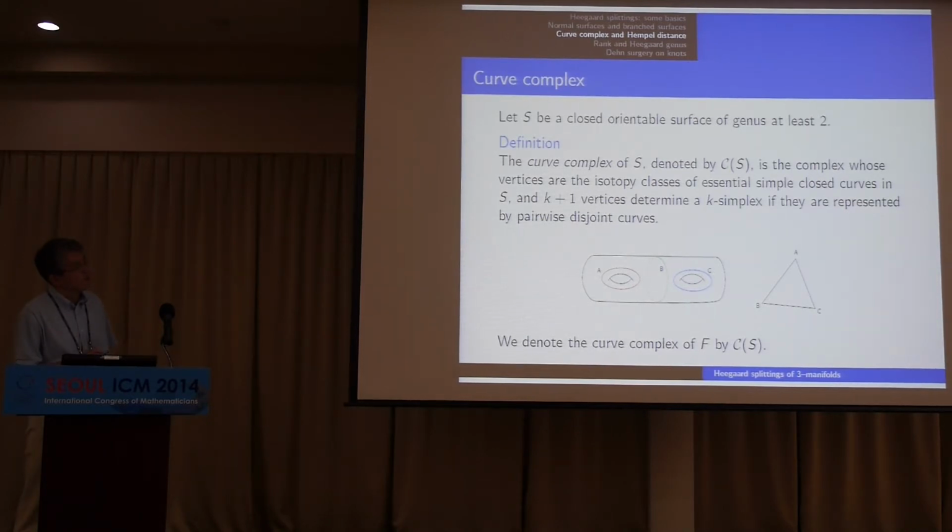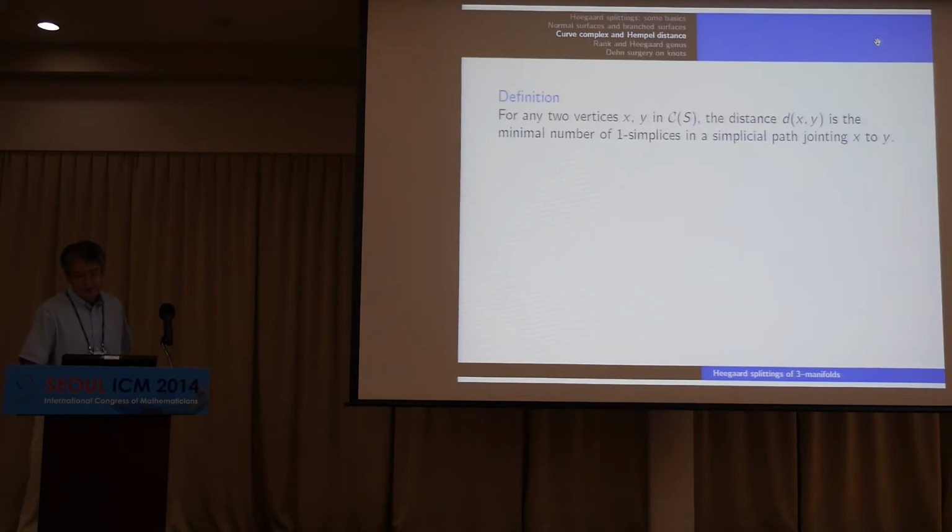And actually, if you have several vertices represented by disjoint curves, you assign a simplex to it. So you get a complex. This is called the curve complex. For the torus, actually, this is the same as the Farey graph. I want to say more about that. Okay? And then the distance of two vertices is measured in the one-skeleton of your curve complex. You go from one vertex to another vertex, you find the shortest path, the number of edges you cross, that's the distance. It's always an integer.